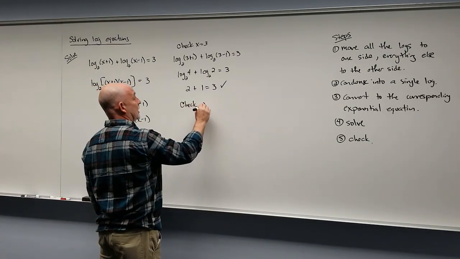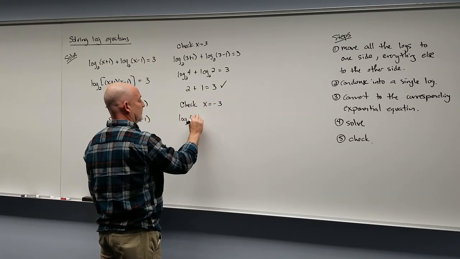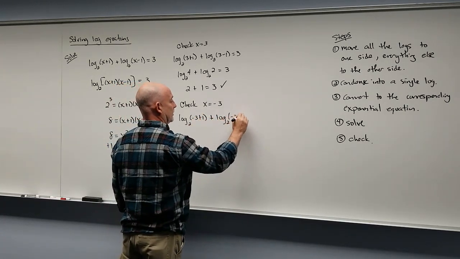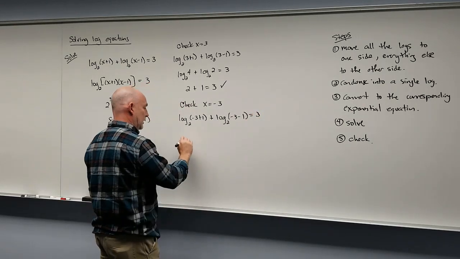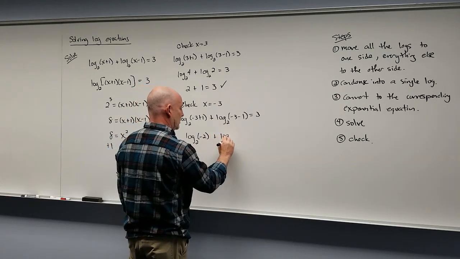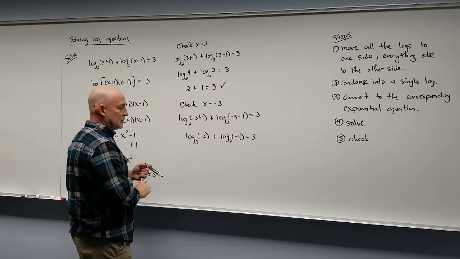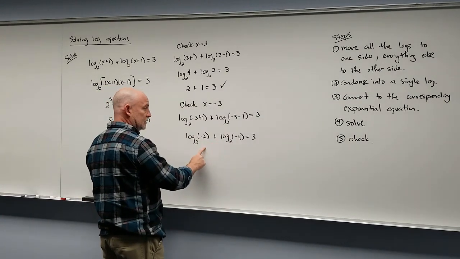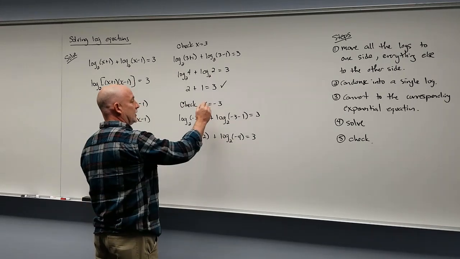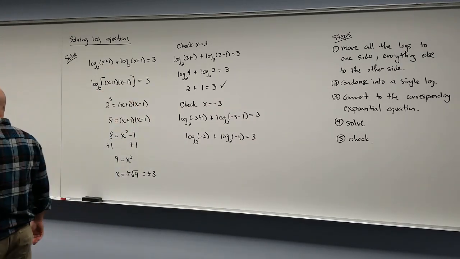What happens if we check x equals negative 3? That's log base 2 of negative 3 plus 1 plus log base 2 of negative 3 minus 1. Does that equal 3? So that's log base 2 of negative 2 plus log base 2 of negative 4 is equal to 3. So at this stage, you can see that this can't work because we're not allowed to take the log of negatives, right? So x equals negative 3 does not check.